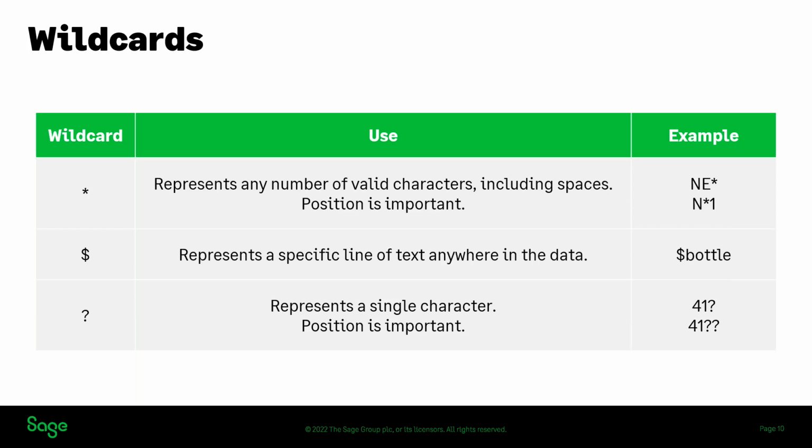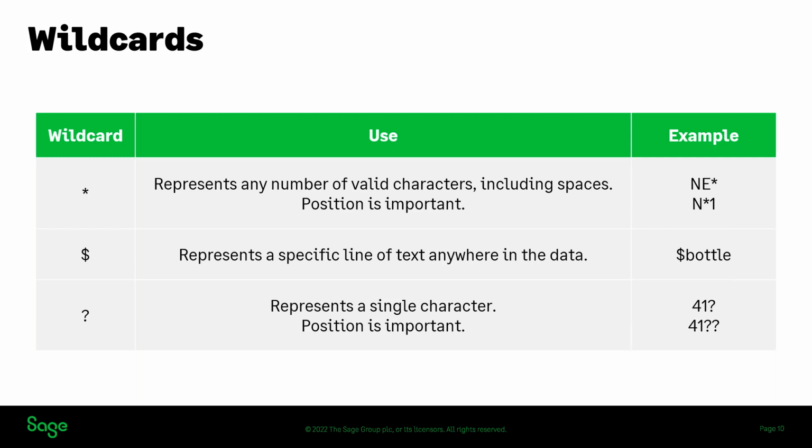The dollar symbol basically represents a specific line of text anywhere within the data. So an example there, if we were searching a field and we're looking for the word, in this case, bottle, within a certain field, it doesn't matter where it is within that field as long as it contains the string of characters that you've typed in. So dollar and then whatever characters you're searching for.